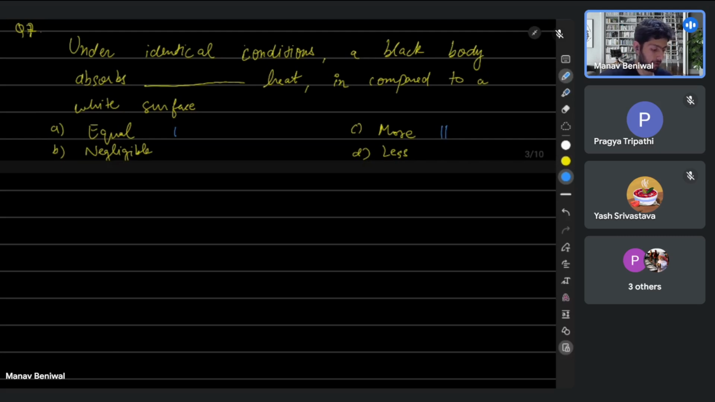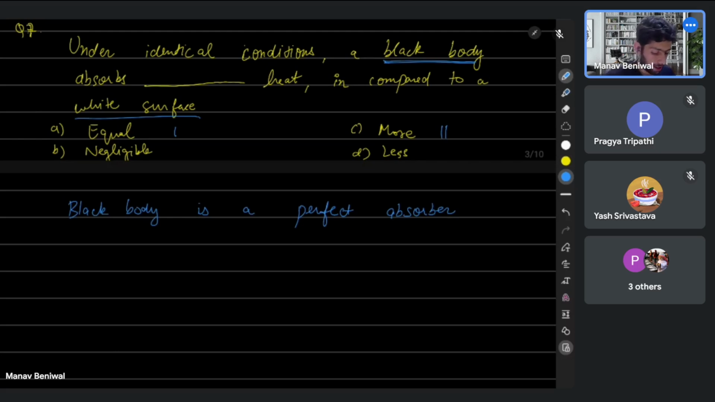Okay. So we have two bodies, right? One is a black body and one is a white body or a white surface. When we study black body radiation, the first thing that we say is that a black body is a perfect absorber, right? It is an ideal absorber. So it absorbs every radiation. Whatever radiation you throw at it, it will not be reflected.